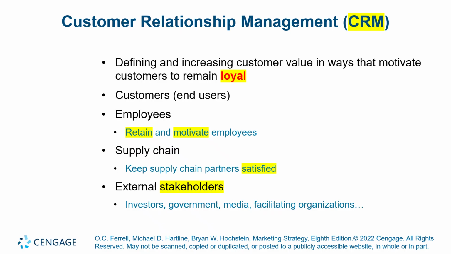They have customer information or end user information. They engage the employees of the company. A CRM system has salespersons' input, employees' input, and uses that to retain and motivate employees, your salespersons, for example. They use CRM on the supply chain, to keep your supply chain partners and supply chain customers satisfied, and also keep the external stakeholders in mind.